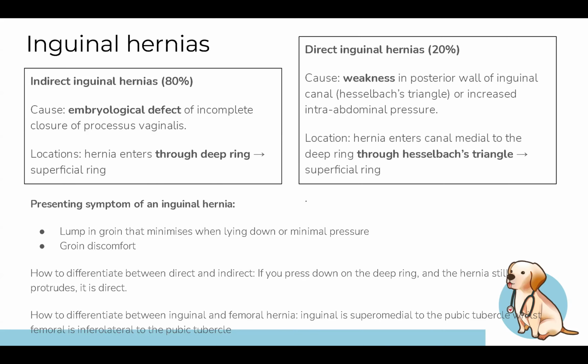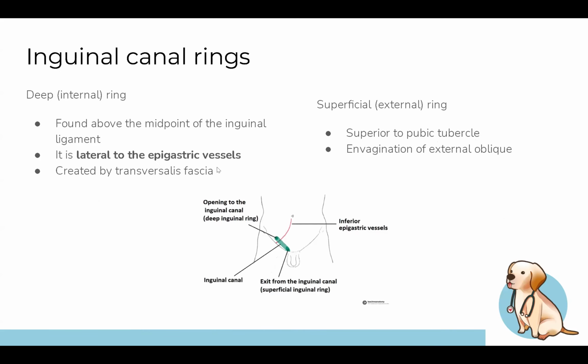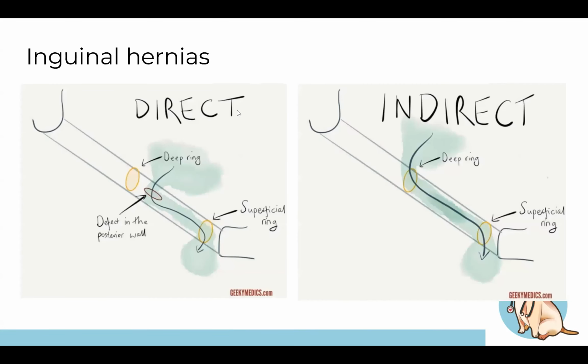So talking about hernias, as I said before, there's indirect or direct. Indirect is the most common one. It's 80% of all inguinal hernias. So an indirect hernia is where the intestine goes through the deep ring and out through the superficial ring. So if we go to, oh wait, actually I think that, there we go. You can see here the intestine is going through the deep ring all the way into the superficial ring. Okay.